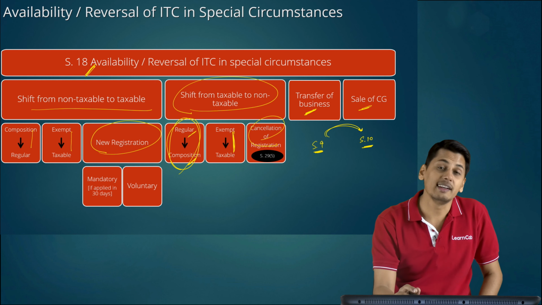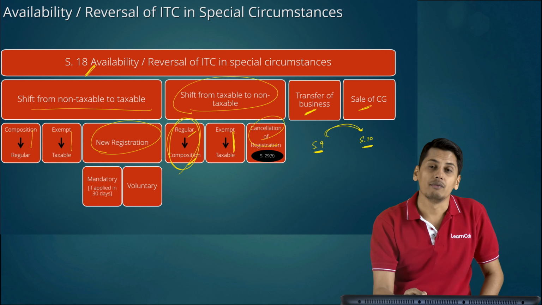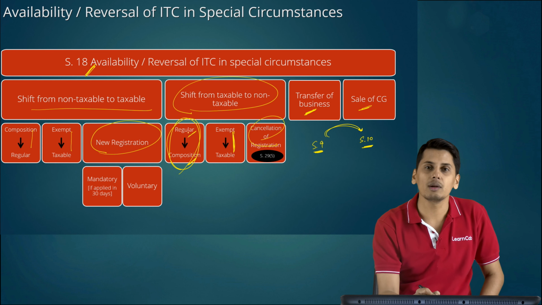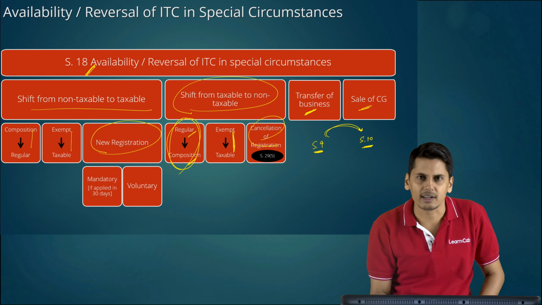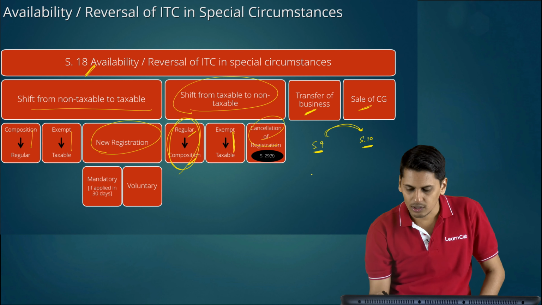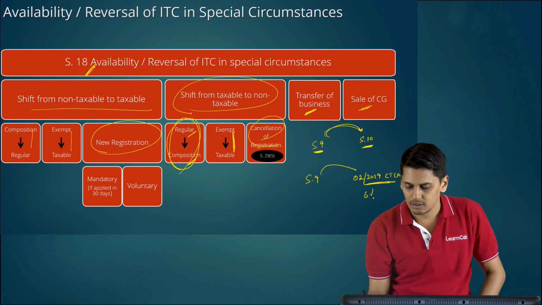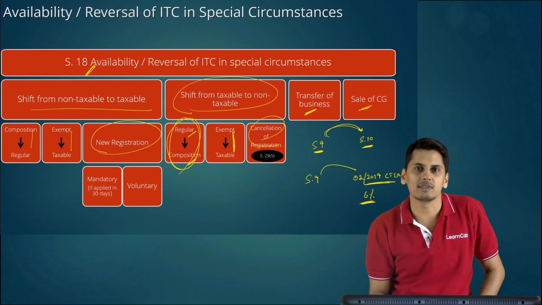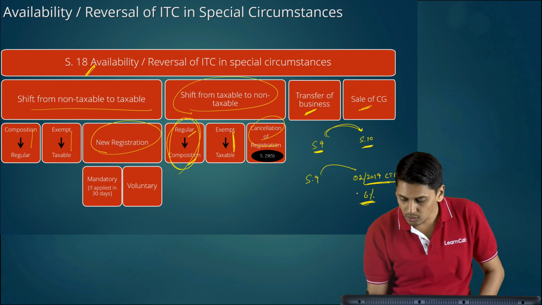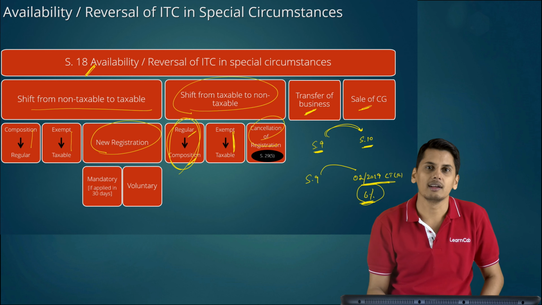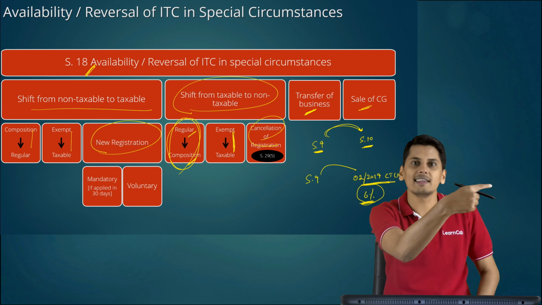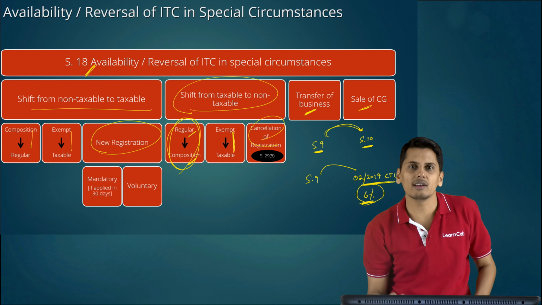Now friends, this section 18 uses the word 'when you shift'. That means you being a regular person, now you choose to pay taxes under section 10. Now friends, what about a person who was paying taxes under section 9 and now starts paying taxes under notification number 2/2019 central tax rate, that is 6% on outward supplies of goods and services? Here also, in this notification there was a condition that taxes cannot be collected and ITC cannot be taken, the same conditions as in the composition scheme.